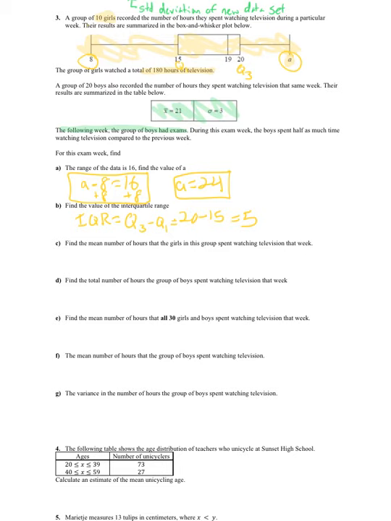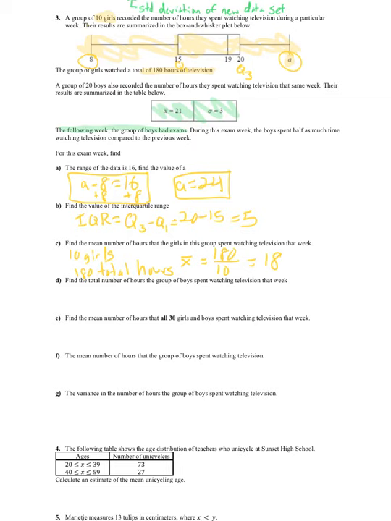Part C, find the mean number of hours that the girls in this group spent watching television that week. The mean number of hours, that was where we said there were 10 girls and 180 total hours. That was all in the data up here. I highlighted that. So we would just say 180 divided by 10 equals mean, which comes out to 18. So they averaged 18 hours a week.